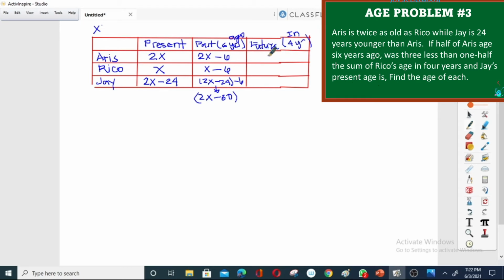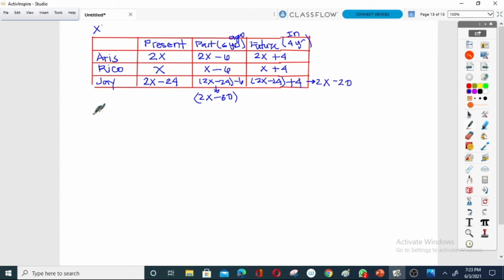Future, in 4 years, so we just need to add plus 4 to their present age. So x plus 4 for Rico, and then 2x minus 24 plus 4. So let us simplify this one. This will become 2x, negative 24 plus 4 is negative 20. Okay, so let us form the equation.